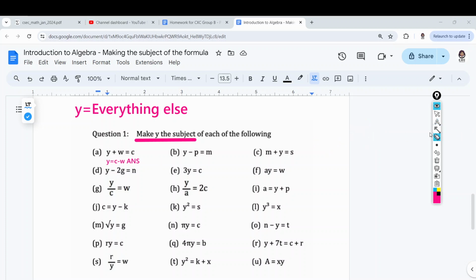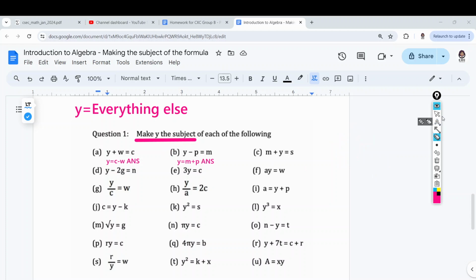Let's continue to do the next set of questions now. The next question says y - p = m, right? Now this is kind of simple too, guys. So we're going to end up getting y = m + p. So we'll carry the p over to the right side of the equation, and we end up with y = m + p. So we can put that as an answer here. That's the answer, right? Really simple, not very difficult, guys.